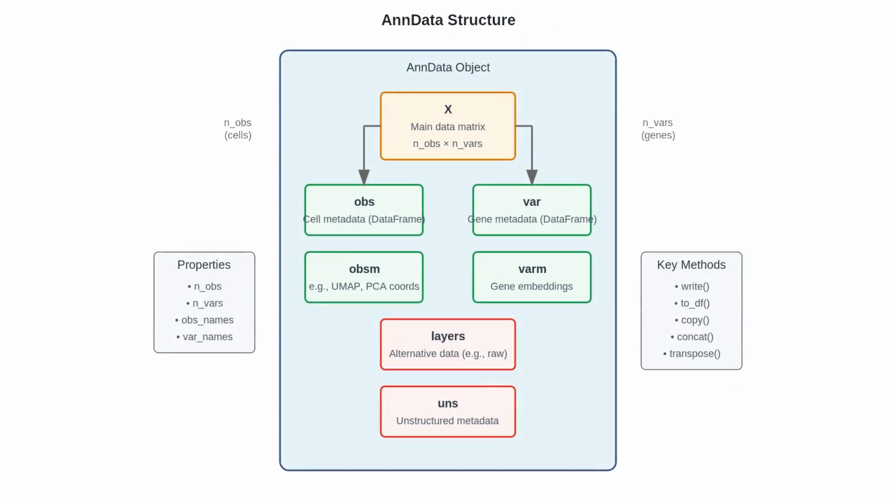Let's start by understanding the Anndata architecture. Anndata provides a structured way to store matrix-like data with rich annotations. The core structure consists of X, which is the main data matrix with n observations by n variables, obs and var, which are data frames for observation and variable metadata, obsm and varm for multidimensional annotations, uns for unstructured metadata, and layers for alternative data representations. Looking at this architecture diagram, we can see how all these components connect together to form a comprehensive data structure.